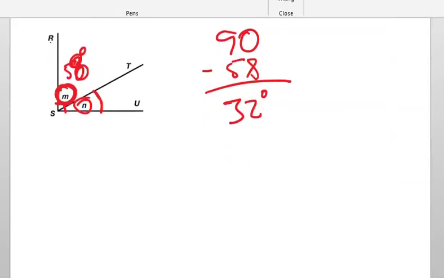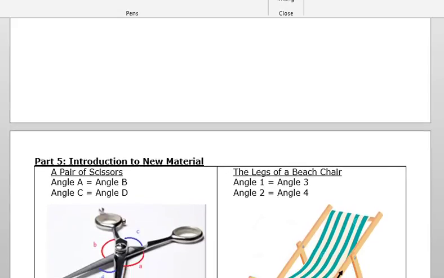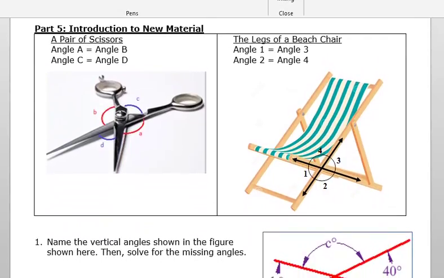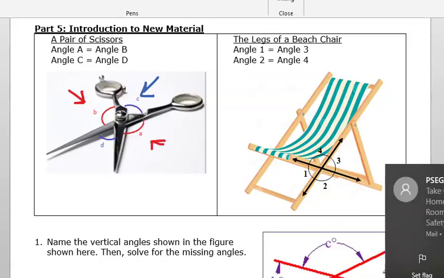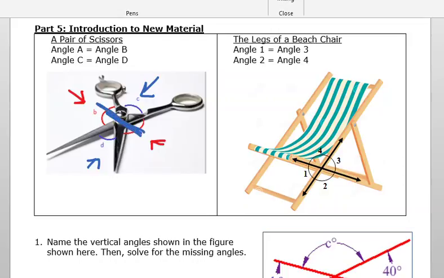All right, make sure you have all your notes. We're going to move on to vertical angles. All right, so I have here my pair of scissors. And so here we have angle A, we have angle B, and we have that being equal to angle C and angle D. So angle A and angle B are equal because they're opposite, okay? And angle C and angle D are equal because they are opposite.